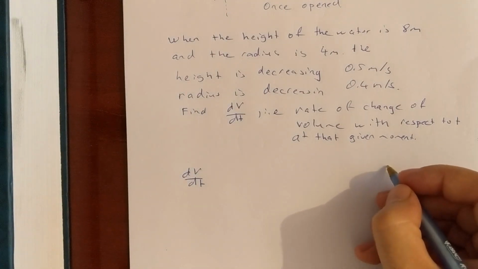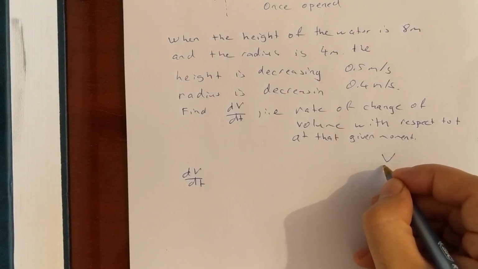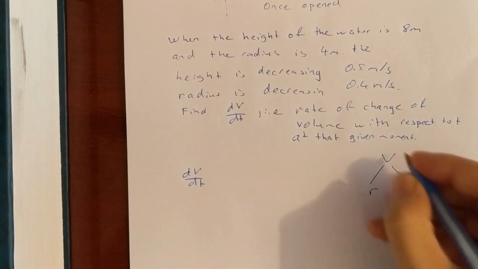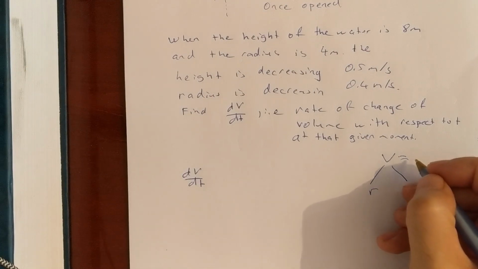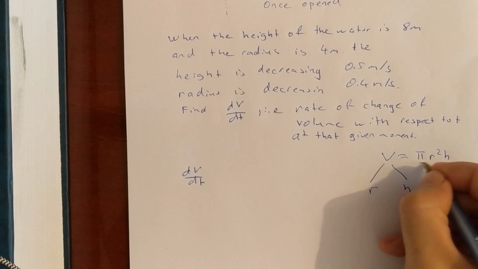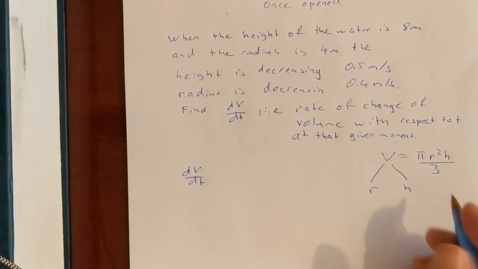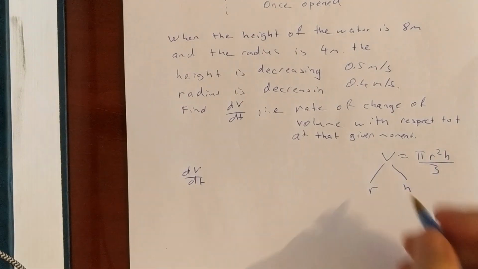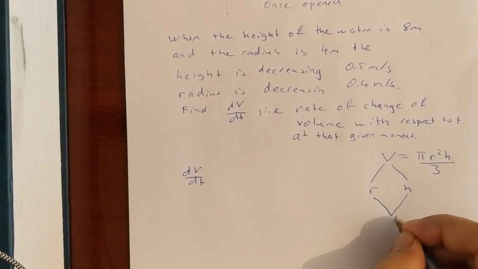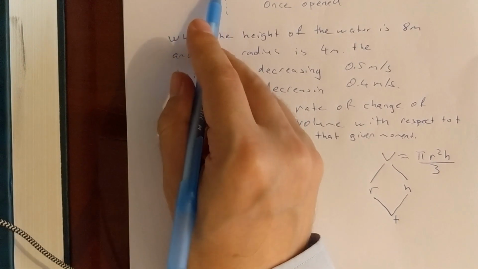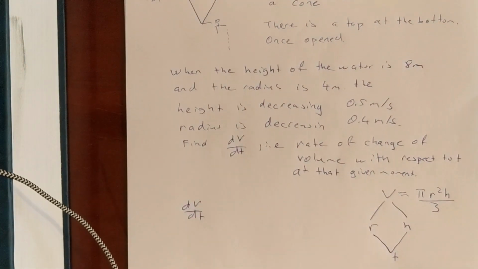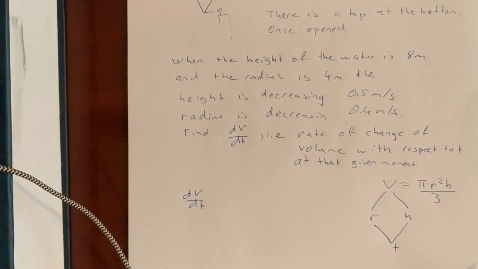Now, let's do our shape here. Well, what do we know? Volume is really described in terms of r and h. Why? Because we know the volume of a cone, right? And that's equal to pi r squared h over 3. So it is a function of r and h, okay? And r and h are time dependent, because as the water is flowing out, your given height and radius are changing.